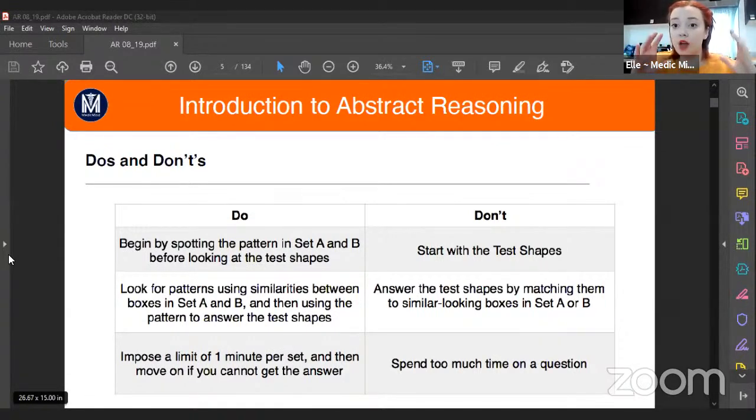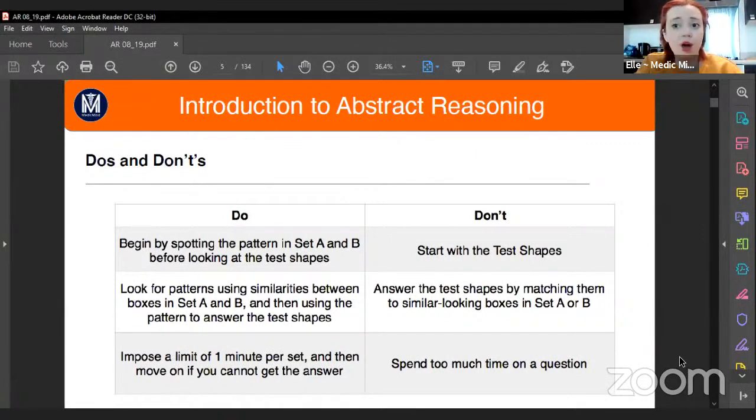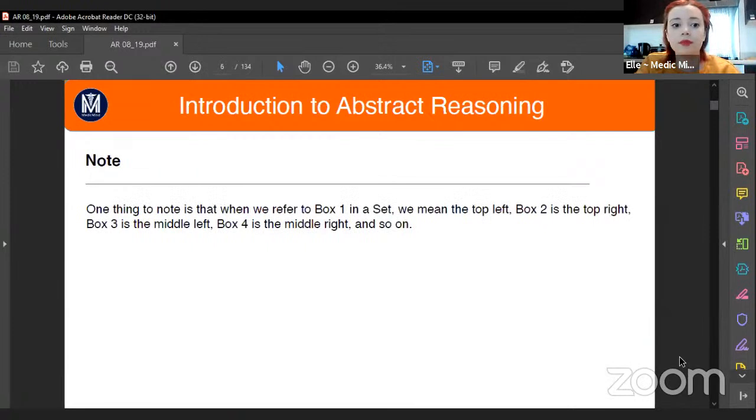This is where, rather than looking at set A and set B, you just look at the square in the question. Don't do that. The reason not to do that is because you're then tempted to go, okay, well, that square looks a bit like set B, for example. And that is how they catch you out, because often that will not actually fit the pattern. So you need to find out what your pattern is first. Answering the test shapes based on matching them to similar looking boxes is another thing not to do, which links to what I was just saying, and also not spending too much time on a question. So hopefully, based on everything I've said so far, none of that's too surprising.